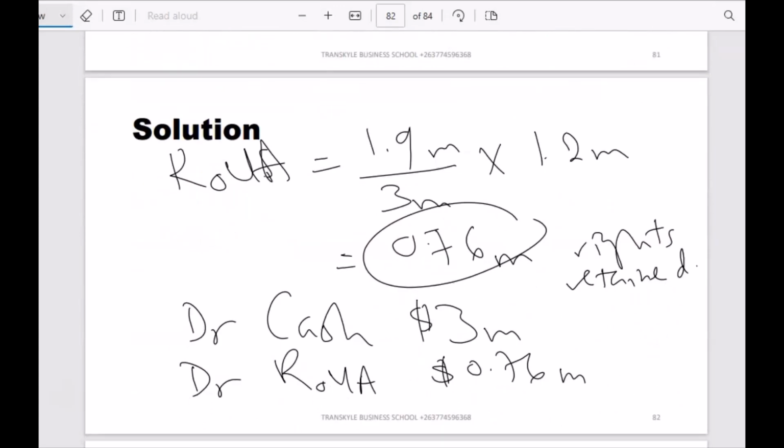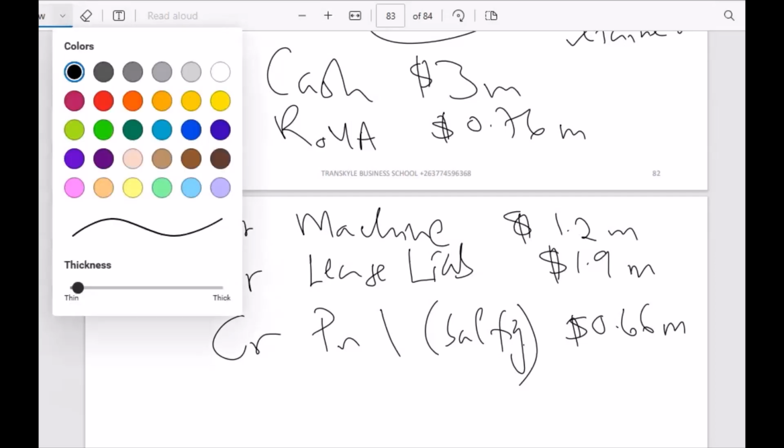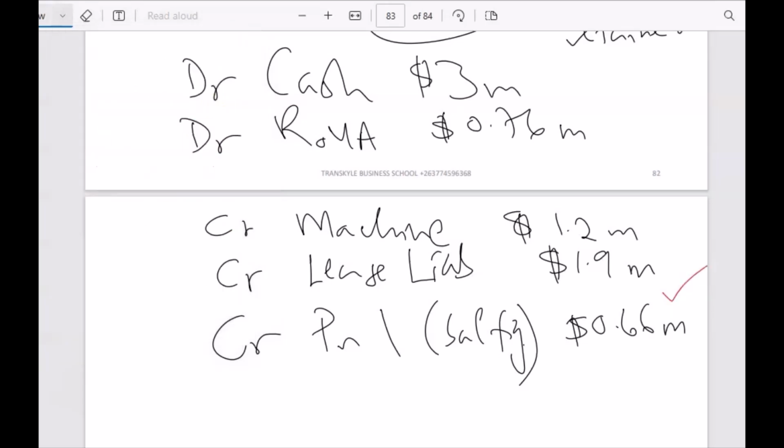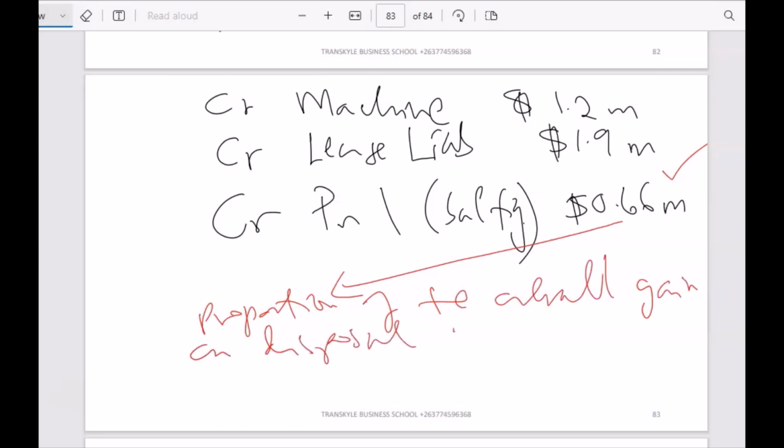Okay, I hope you're following. Please note that this particular gain we are talking about is actually a proportion of the overall $1.8 million gain on disposal.